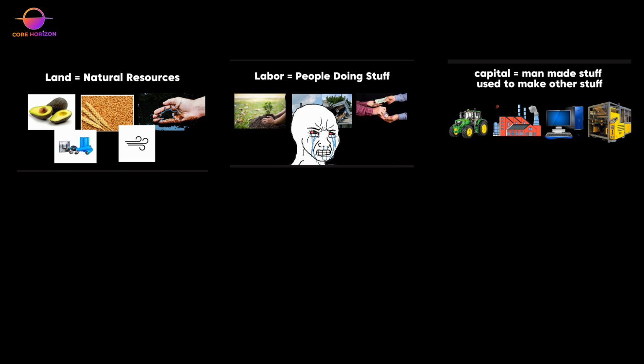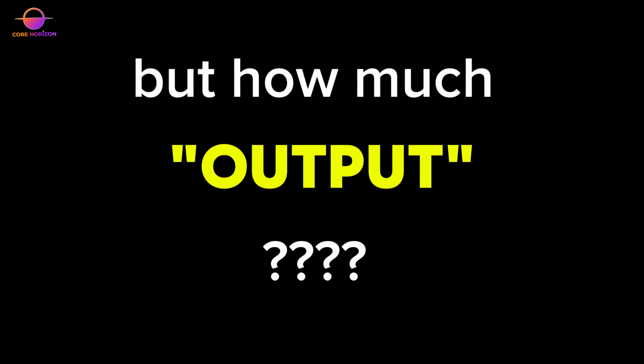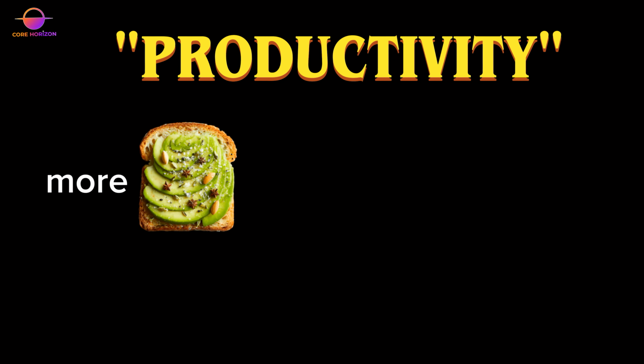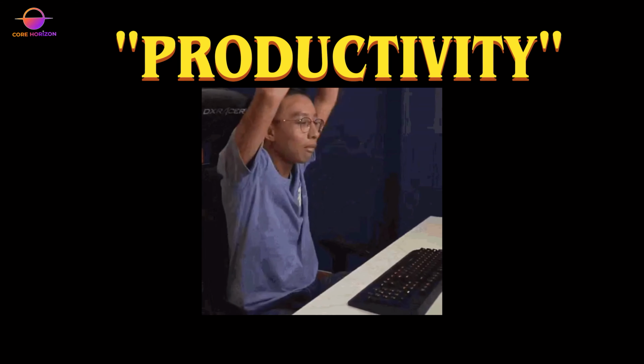You put these inputs together and you get output. Now how much output? That depends on productivity. If your labor and capital are efficient, you get more toast per person per hour. Productivity is everything. It's literally what makes countries rich or poor.